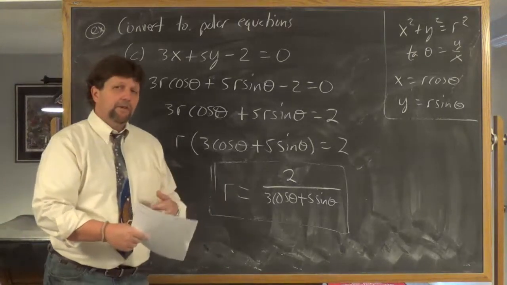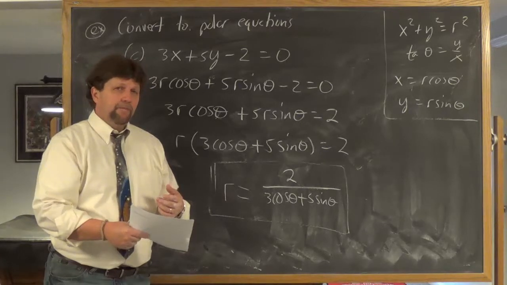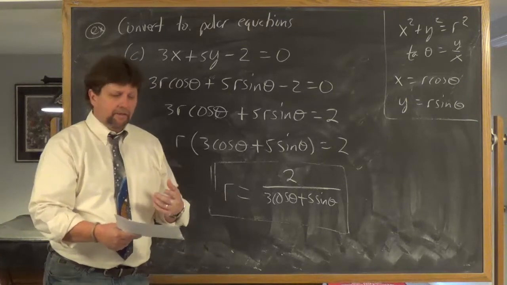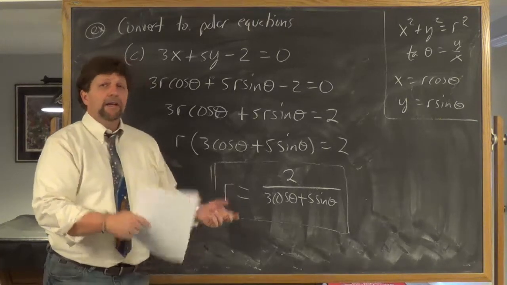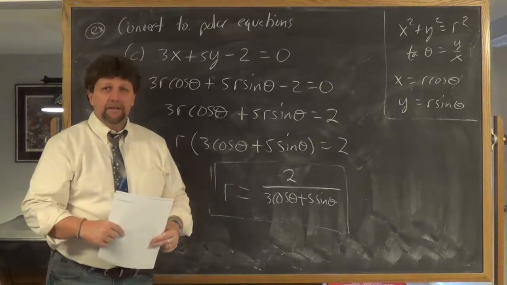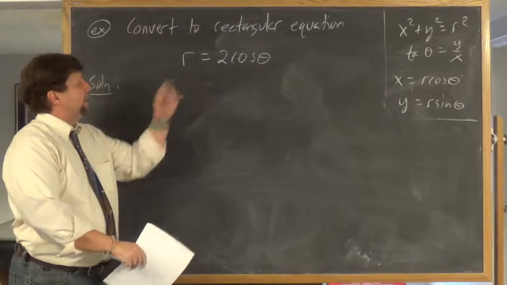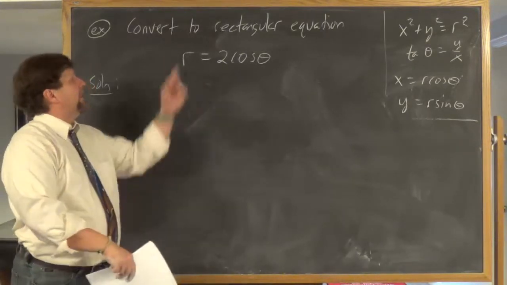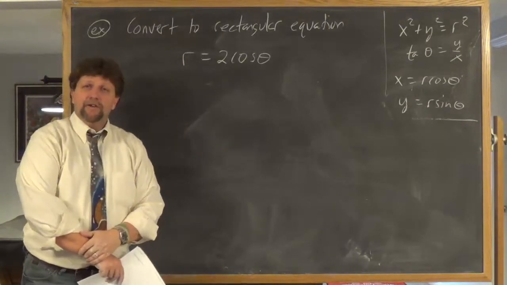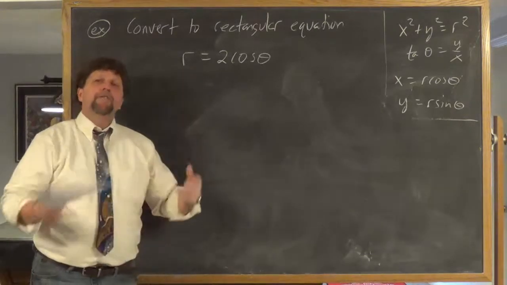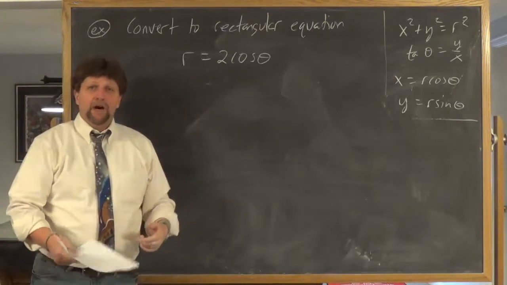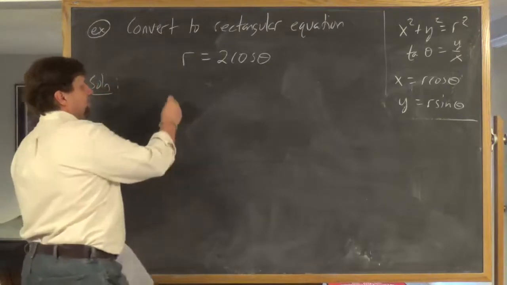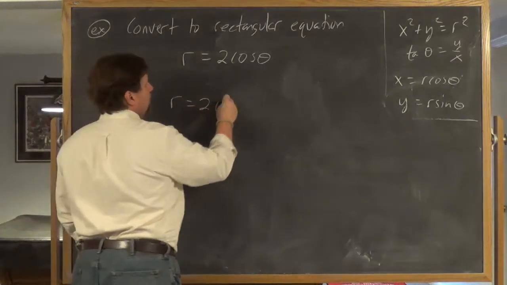So we're going to conclude this video with a quick look at how you take a polar equation and convert it to rectangular. That's the next example. Here we are, folks. We're going to take this polar equation, and I want to convert that to a rectangular equation. So that means I want to convert it into a form where I see x's and y's. So what I have is r equals 2 cosine theta.